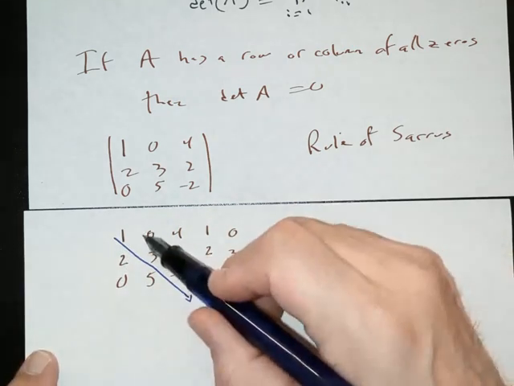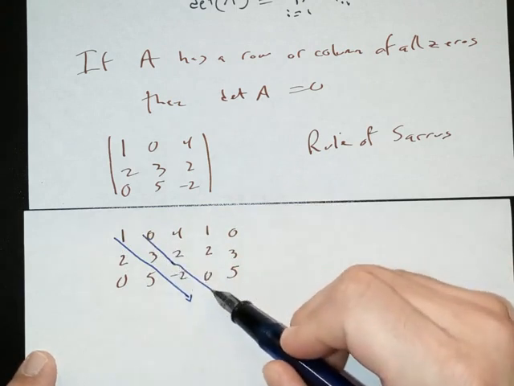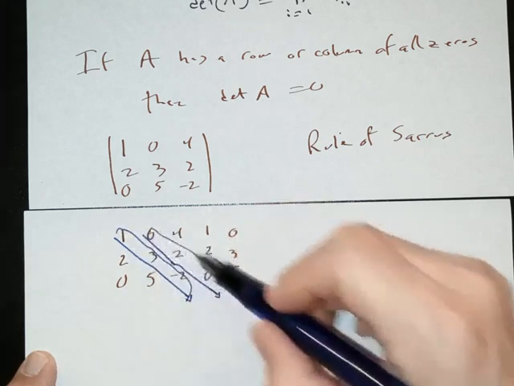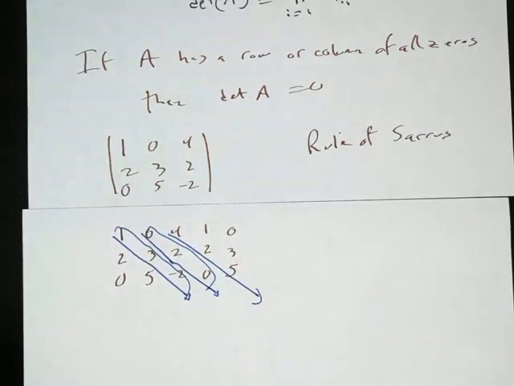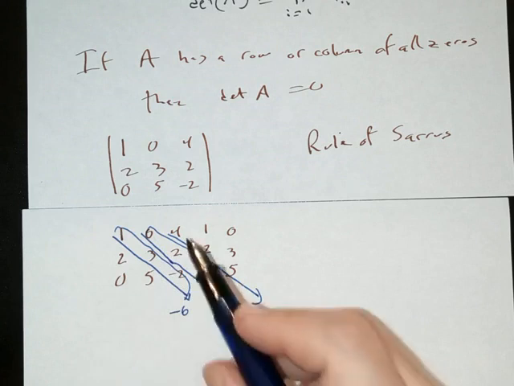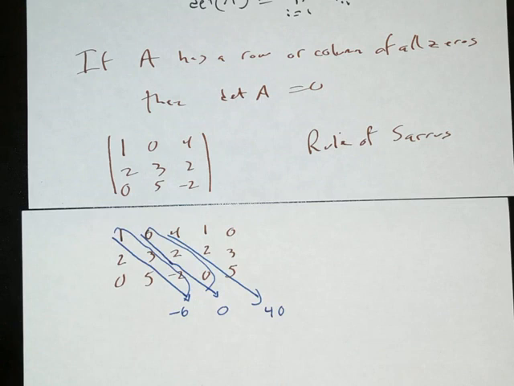I see here A21, A32, and A13. And then here, another. Multiply the numbers on each of those lines. So I have 1 times 3 times -2. That's a -6. I have 0 times 2 times 0. That's a 0. I have 4 times 2 times 5. That's a 40.